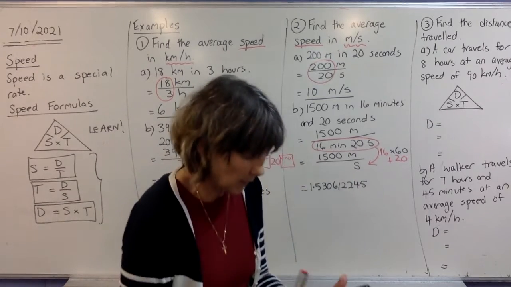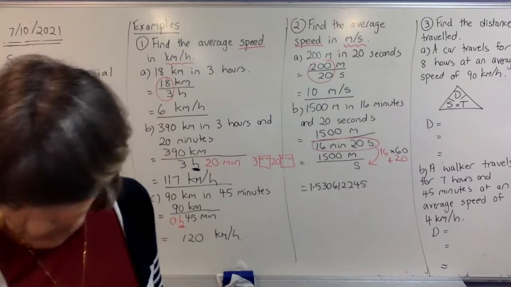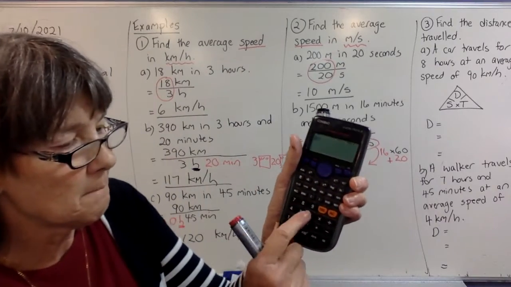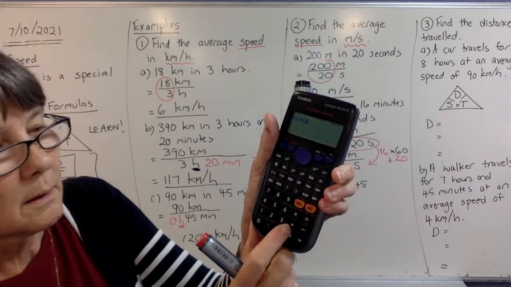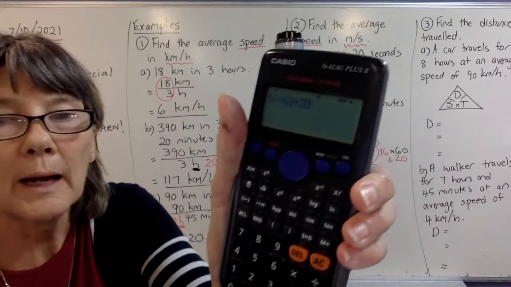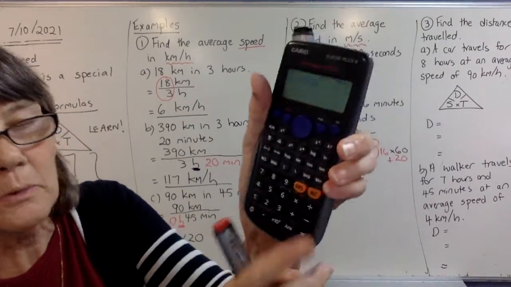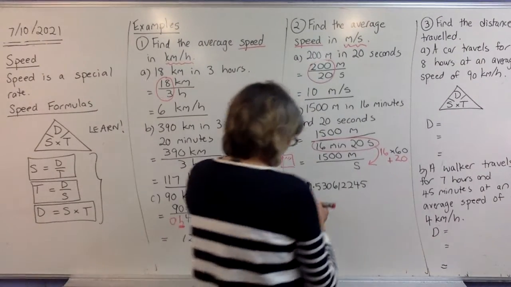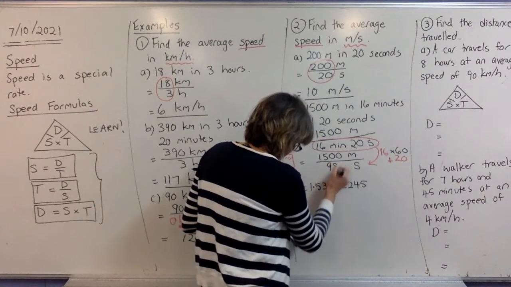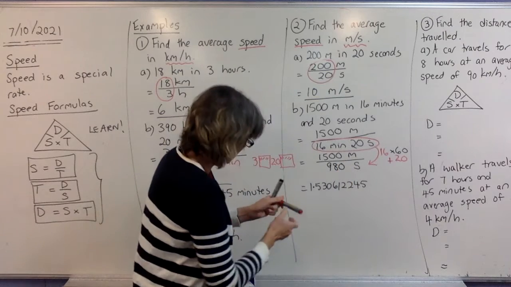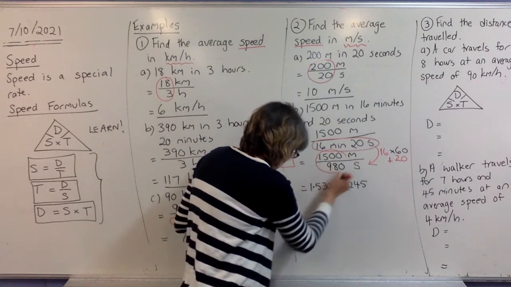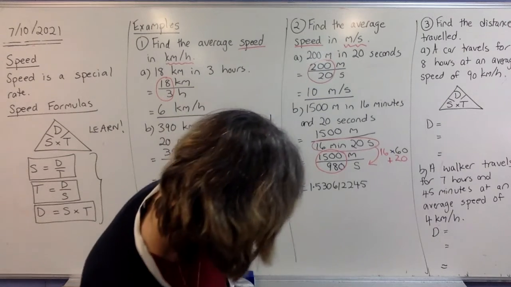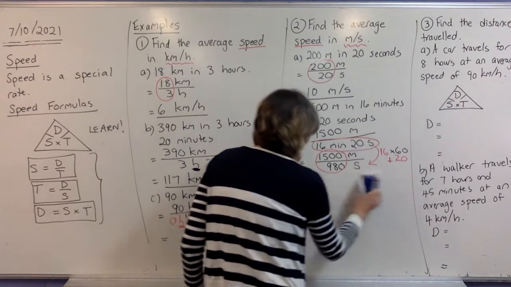So let's see what that actually gives us. So we're doing 16 times 60 plus 20. All right, like that. And then press equals. And we get 980. So that's how many seconds we have. Now we're going to work that out. So I want you to do that on your calculator. And I'm not going to get that answer. Let's try again. I don't want that answer.